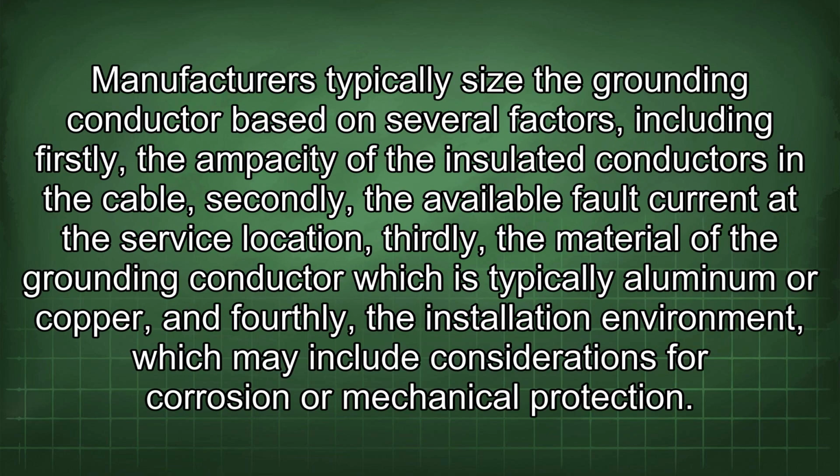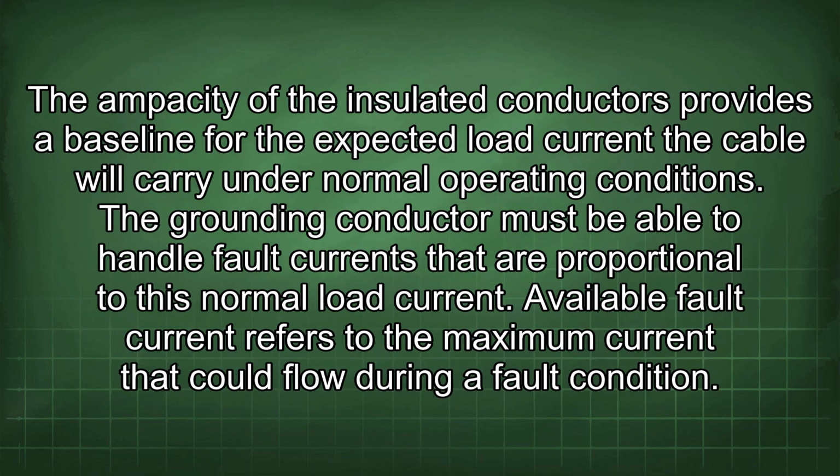Manufacturers typically size the grounding conductor based on several factors, including, firstly, the ampacity of the insulated conductors in the cable; secondly, the available fault current at the service location; thirdly, the material of the grounding conductor, which is typically aluminum or copper; and fourthly, the installation environment, which may include considerations for corrosion or mechanical protection. The ampacity of the insulated conductors provides a baseline for the expected load current the cable will carry under normal operating conditions. The grounding conductor must be able to handle fault currents that are proportional to this normal load current.